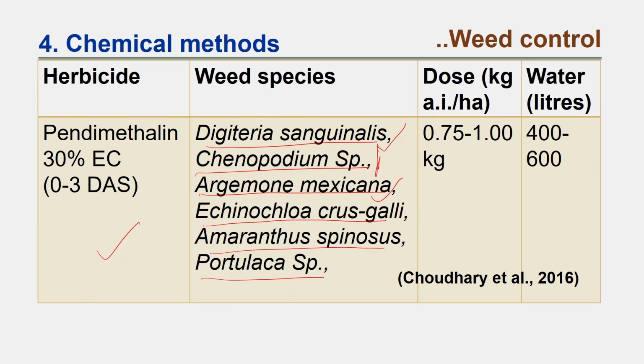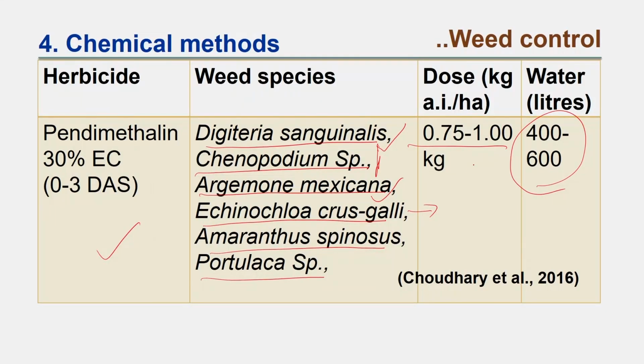So you can see that at the same time it can control narrow-leaf weed, which is Echinochloa. So it controls most of the broadleaf as well as narrow-leaf weeds in jute crop. The rate of application of this pendimethalin is 0.75 to 1 kg AI. AI is active ingredient per hectare. And it can be dissolved in 400 to 600 liters of water, and it should be sprayed onto the soil.